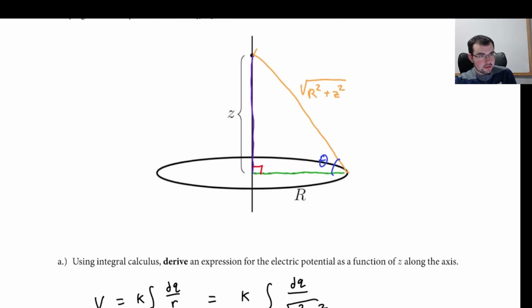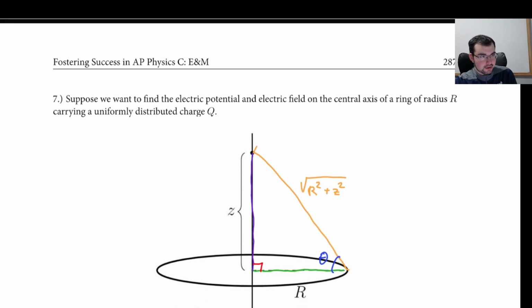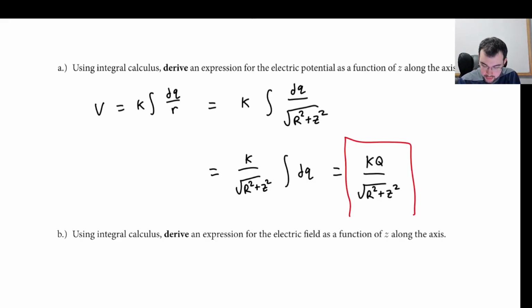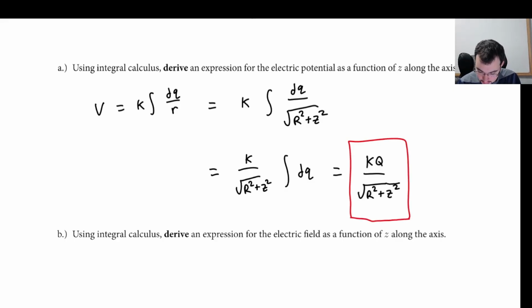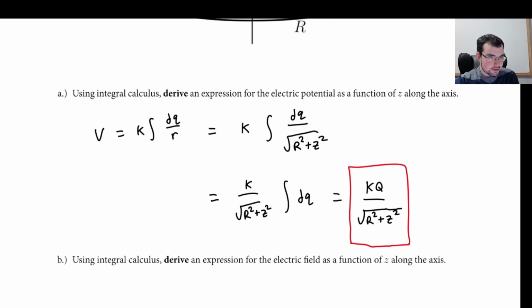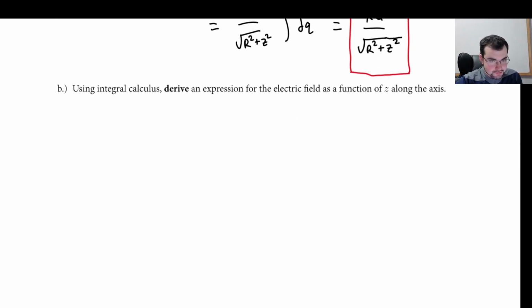And we're actually given that the total charge of the ring is q. So this is kq over the distance. So this is actually of the form kq over r. It's just that our representative r in this case is the Pythagorean distance to the ring. And now we'll see something similar happens with the E field, even though the E field has a nastier integral.